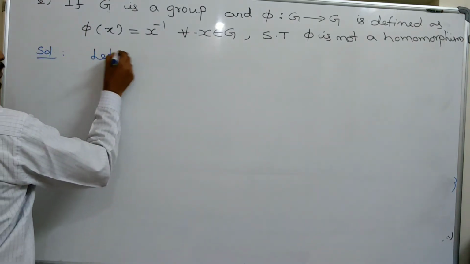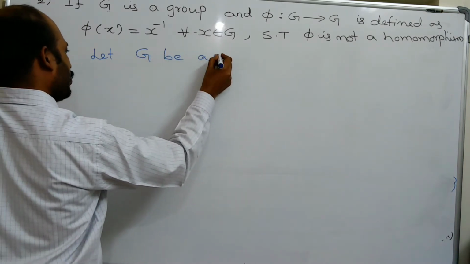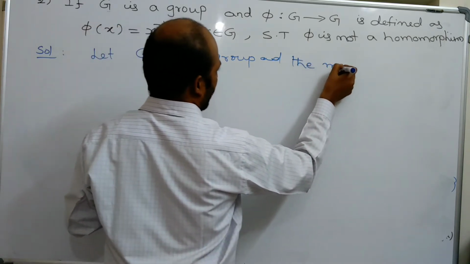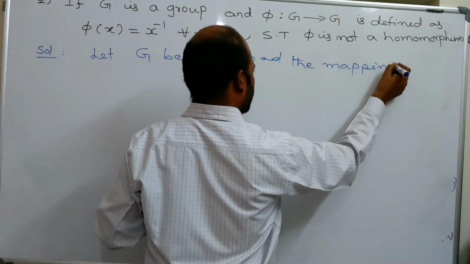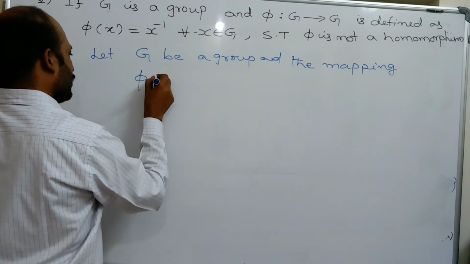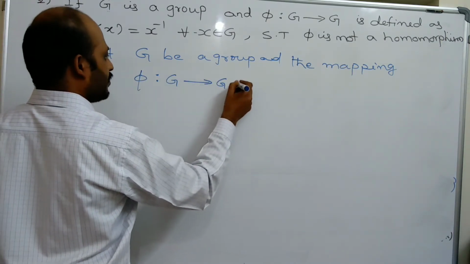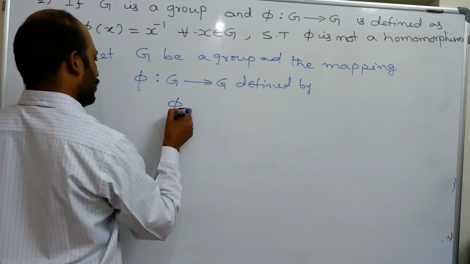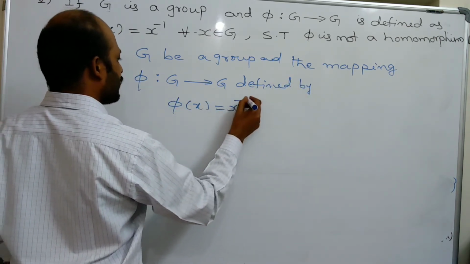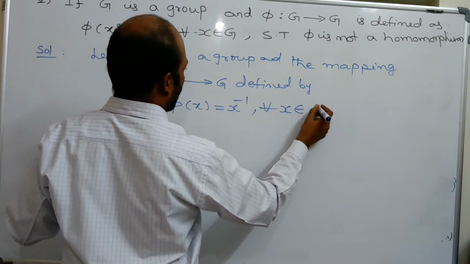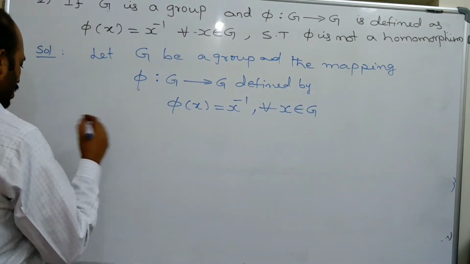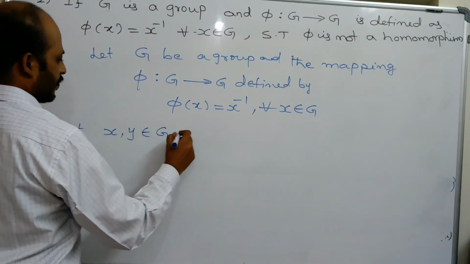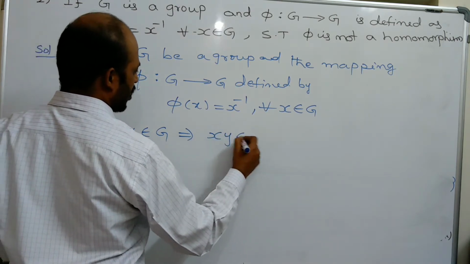Solution. By data, G be a group and the mapping pi maps G into G defined by pi of x equals x inverse for all x belongs to G. Now take any two elements x, y belongs to G. It is very clear xy also belongs to G.